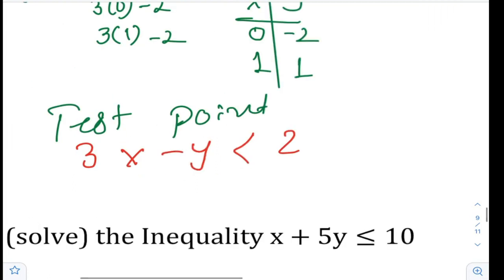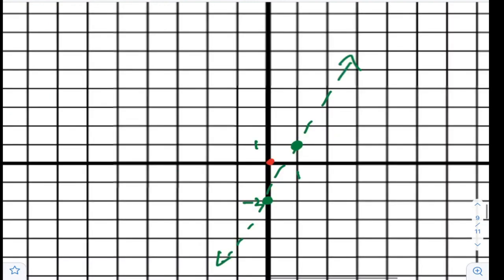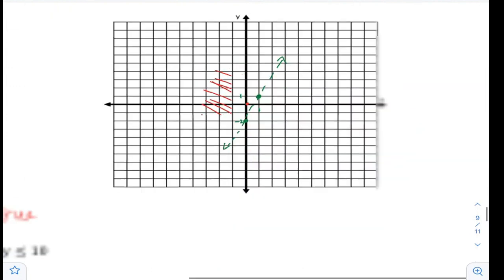So I will replace this x by 0. And I will replace this y by 0. And I will check. 3 by 0, 0, 0 minus 0, 0. 0 less than 2. Is 0 less than 2? Yes, true. Since it is true, that means this point is included in the shading. So when we shade, the shaded region includes it. So this is the solution.